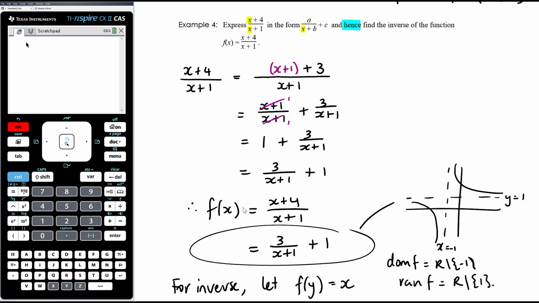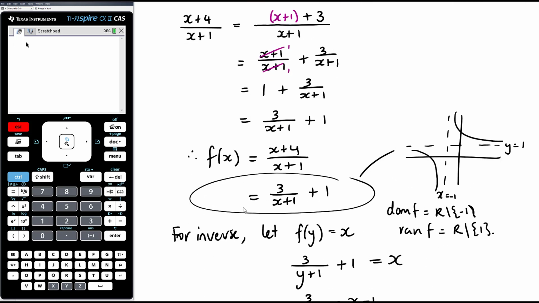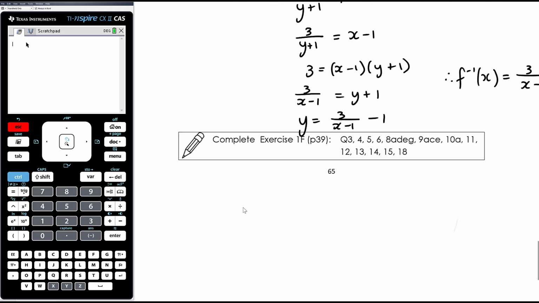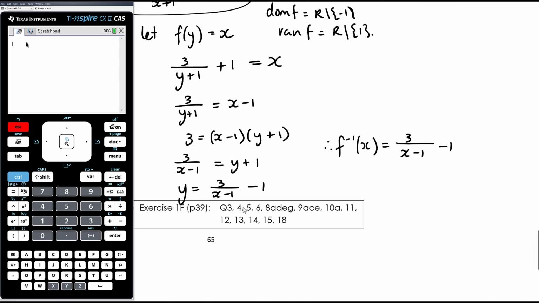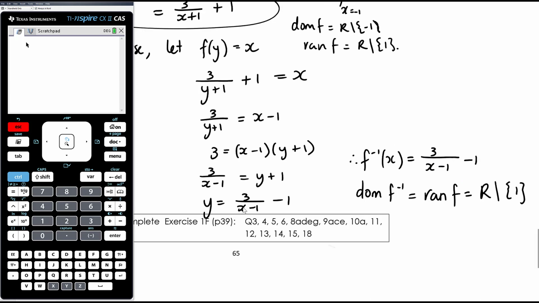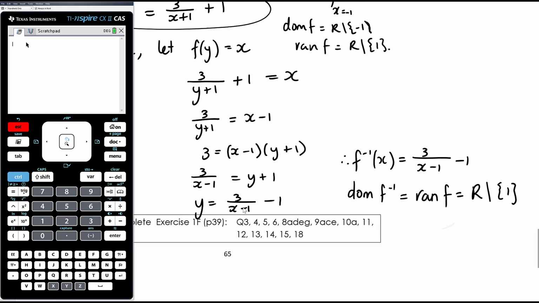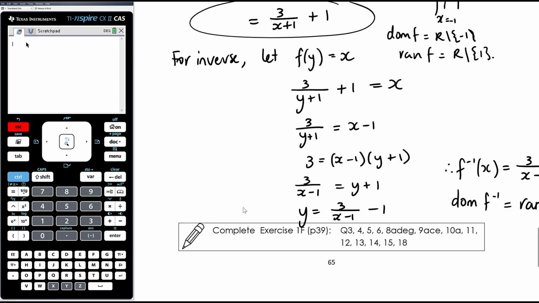And so the domain of the inverse is going to be the same as the range of the original, so all real numbers except for 1. So domain of the inverse is range of the original, which is all the real numbers except for 1. And that marries with this, the domain of that function would indeed be all real numbers except for 1. In fact, it's not a restricted domain in this case, it is just the implied domain. Okay, so quite a lot of practice around inverse functions from exercise 1F.